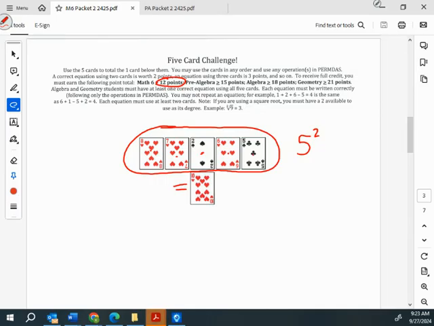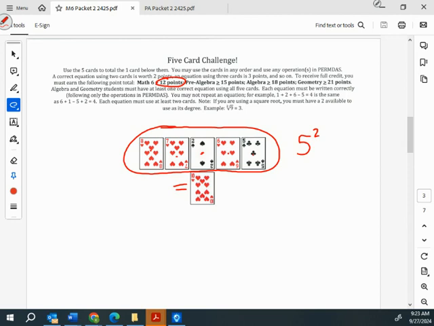So if I did 5 squared, that would equal what? What is 5 squared? It's not 5 times 2. Lila? 25, because it's 5 times 5. We have it 2 times there. 5 times 5 is 25.